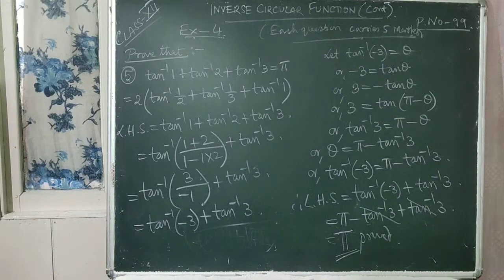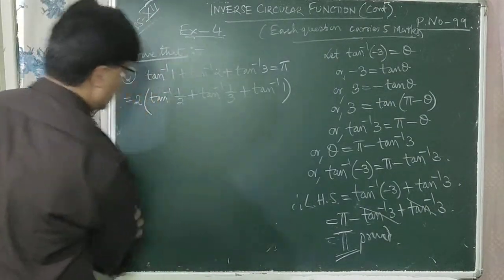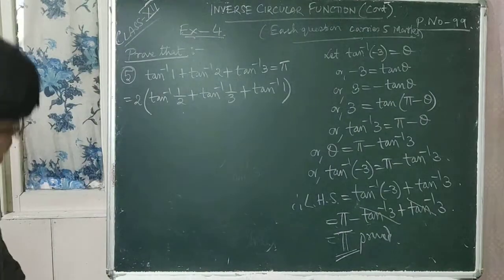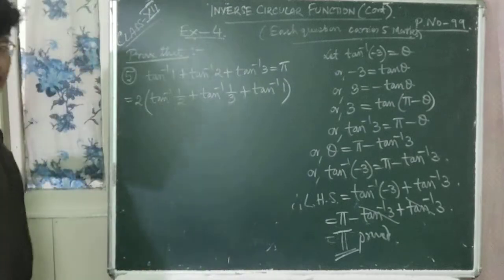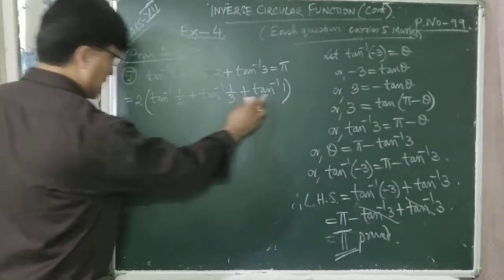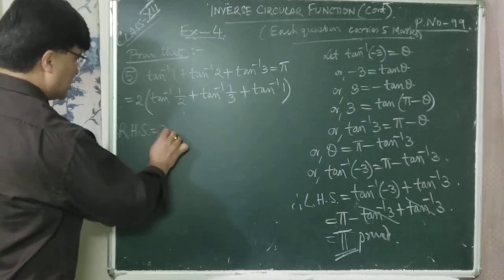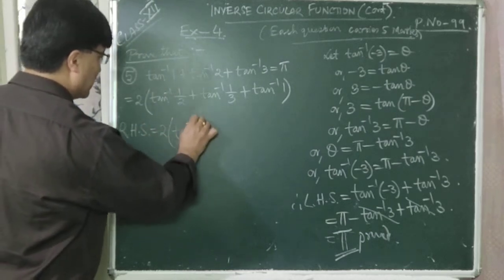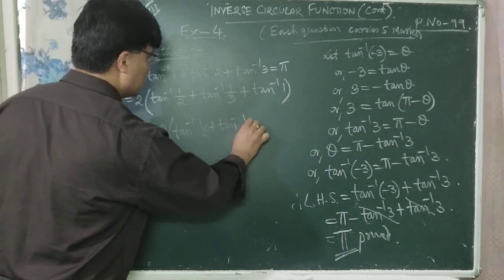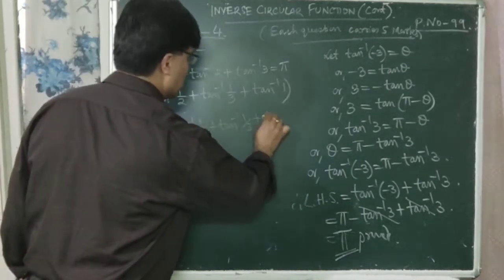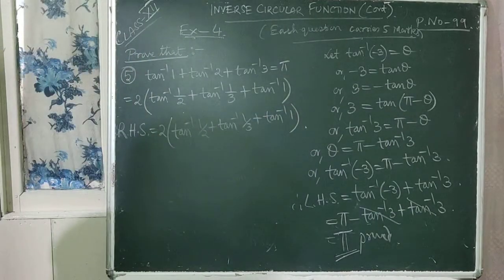So now let us prove the second part. That means you have to prove this third expression is equal to pi. Okay? Let us write it as the right hand side. RHS is equal to 2 within bracket tan inverse half plus tan inverse 1/3 plus this is your tan inverse 1.